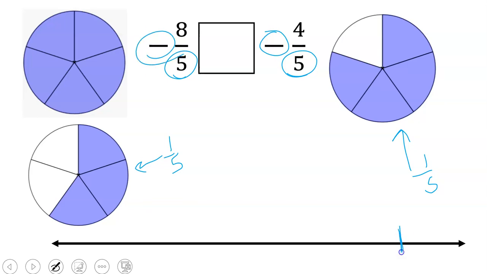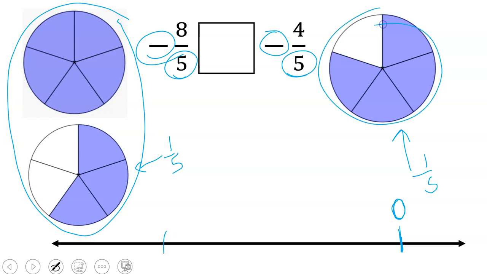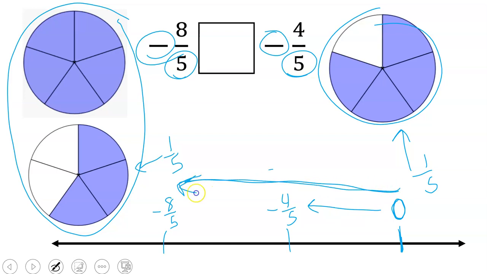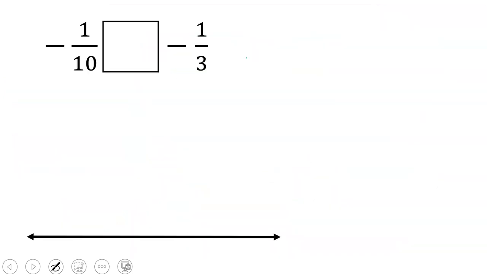So let's graph this on the number line. So I'm going to mark 0 here, -8/5. Okay, that's more fifths than 4/5. So that means that -8/5 is going to be further to the left, further negative. And -4/5, well, that's half of the slices, so it's going to fall about there. So -4/5 is not as far to the left of 0. Now remember, the further you move to the left, the smaller the numbers become. So -8/5 is smaller or less than -4/5.